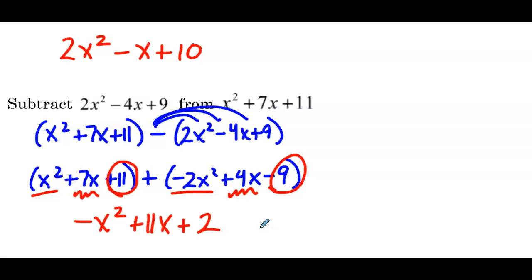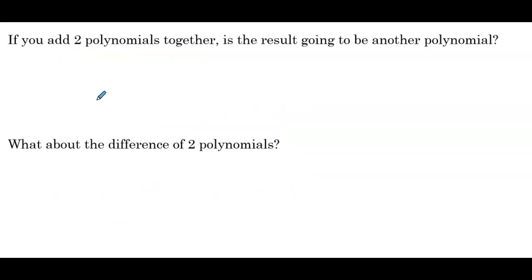Now, instead of doing more examples like this, going through the mechanics, I want to walk through a couple of theory-like questions to get you thinking about what we're doing. So the first question, if we add two polynomials together, is the result going to be another polynomial? So let's start at the simplest type of polynomials. Let's just write two numbers, 2 plus 3. Well, we should know that's 5. 2 is a polynomial, 3 is a polynomial, 5 is a polynomial.